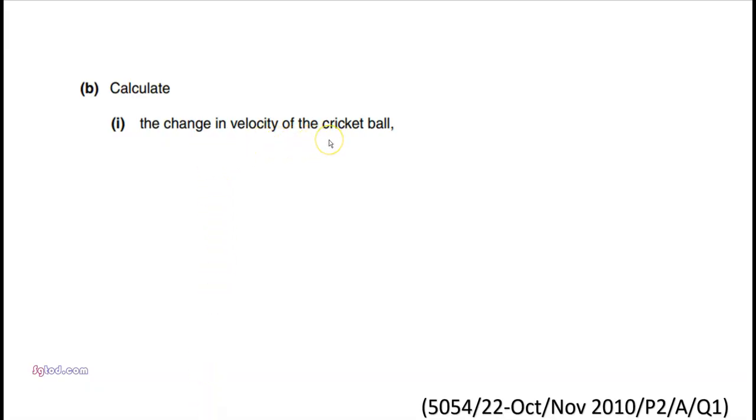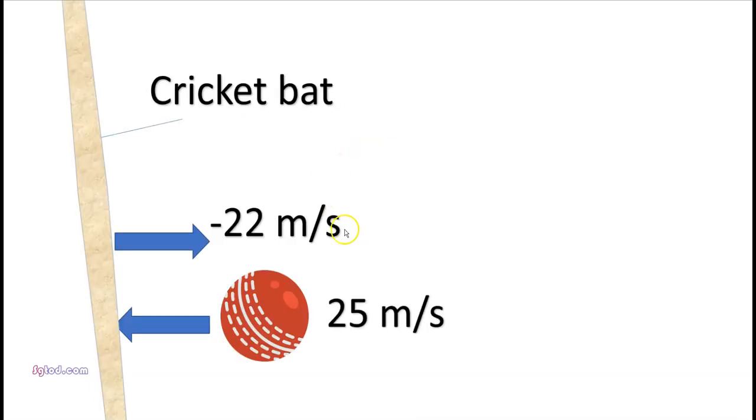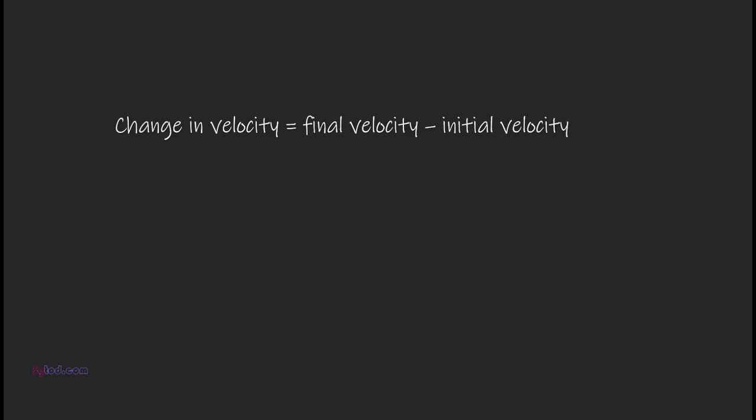Take note that there is a change in direction, so we have to set one direction to be negative. So if the initial velocity of the ball is 25 meters per second, and if we set this direction to be positive, then the other direction must be negative. Hence, the change in velocity, that is final velocity minus initial velocity, will equal minus 22 meters per second minus 25 meters per second. And the answer is minus 47 meters per second.